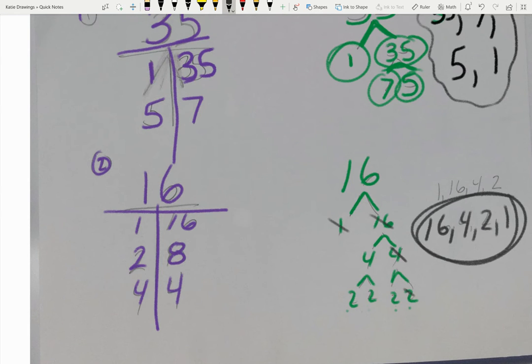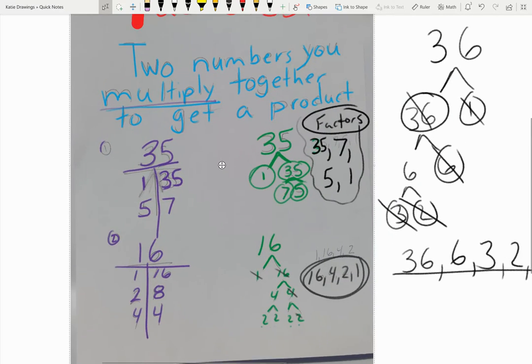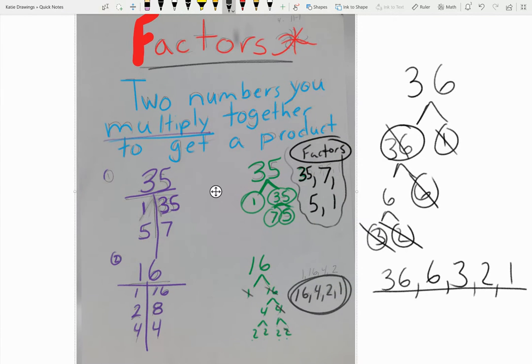Okay? So that is today's lesson on factors. Make sure you have your anchor chart done. Make sure you use it on the homework today, and then you may also use it on your quick check on Friday if you'd like.